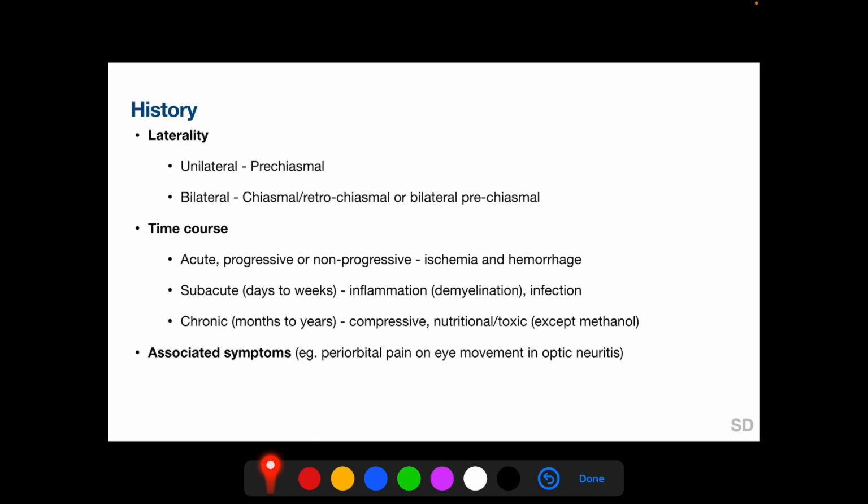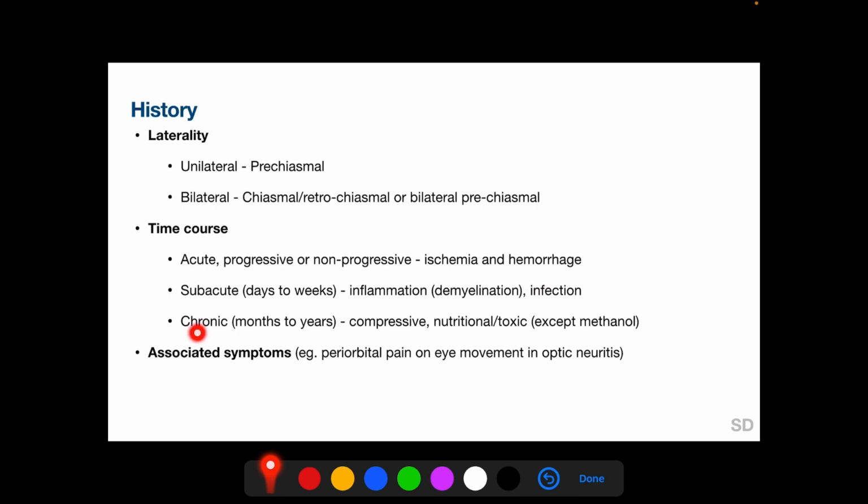The presentation or the symptomatology may be of acute onset, and after the onset it may progress further or may remain stable. So this kind of a presentation is suggestive of either ischemia or hemorrhage. In a subacute presentation, over days to weeks, we think about inflammation or demyelination, the most important type of inflammation in neuro-ophthalmology. And we also consider infections.